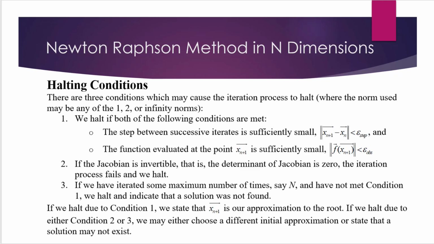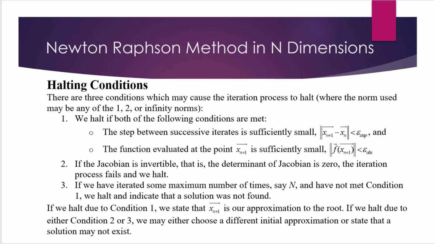The second halting condition: if the Jacobian is not invertible, that is, the determinant of the Jacobian matrix is 0, then the iteration process fails and we halt. This is similar to the division by 0 problem in the halting condition for scalar valued function. The third halting condition: if we have iterated some maximum number of times, say n, and haven't met condition 1, then we halt and indicate that a solution wasn't found.